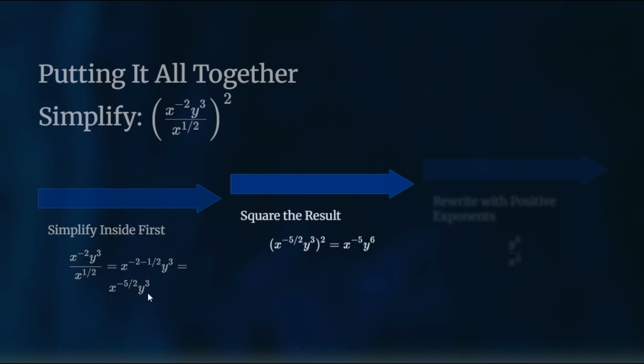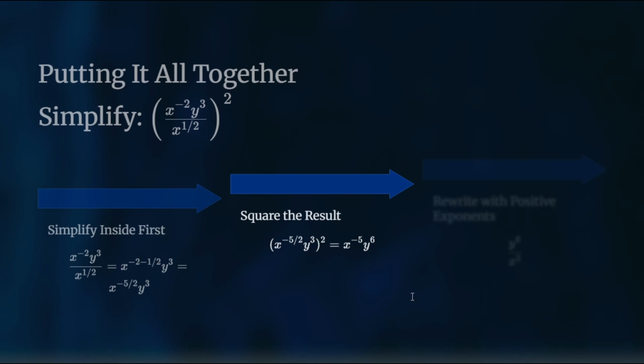Now we need to square that. So in order to square, we will use the power rule. That is, we will multiply the exponents. So x to the power negative 5/2 squared, if we multiply our exponent, negative 5/2 times 2 is negative 5. And y cubed squared, if we multiply exponents, that will become y to the power 6.